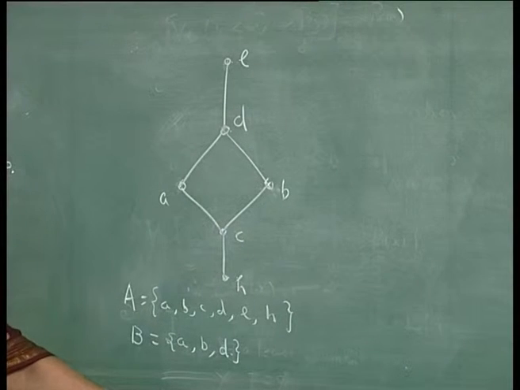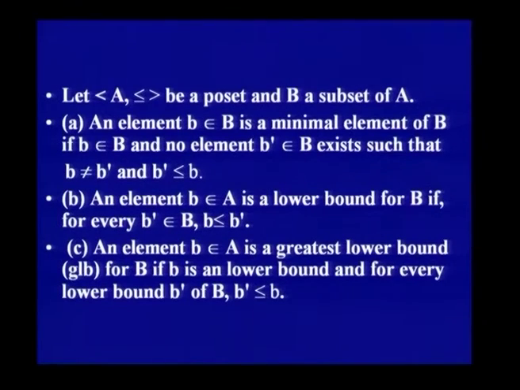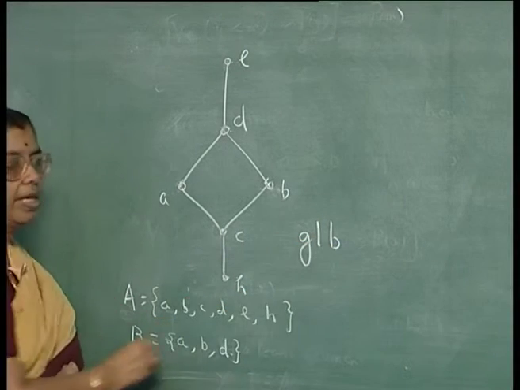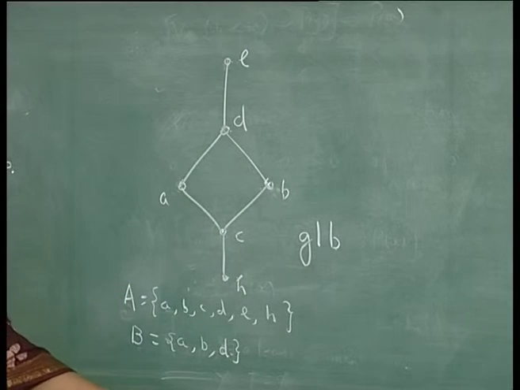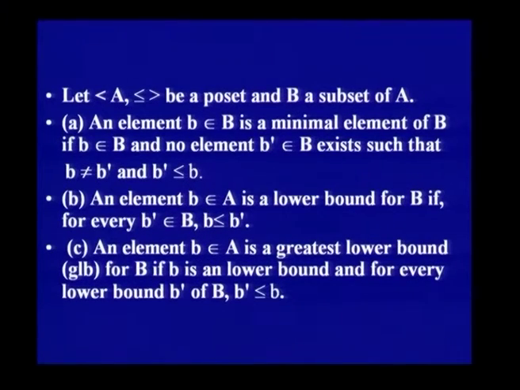Yes. So, in the definition, you can change a little bit and get the greatest lower bound. An element B belonging to A is a greatest lower bound, which is called GLB, if B is a lower bound and for every lower bound B dash of B, B dash will be less than or equal to B.